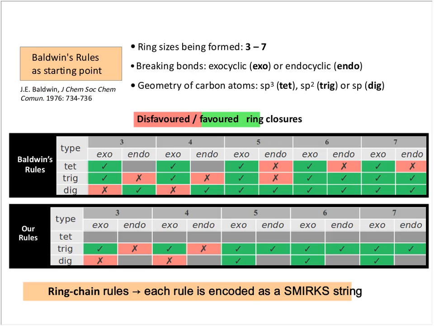We have a number for sizes of 3 to 7. The boxes shown in green are the favored reactions, the ones in red are the disfavored reactions, and the gray shows that these reactions or rules are not reported in the literature.